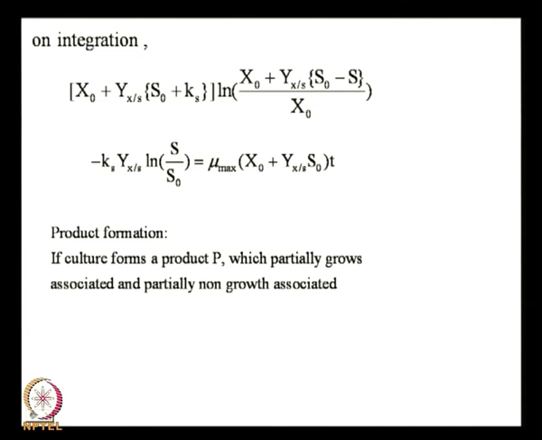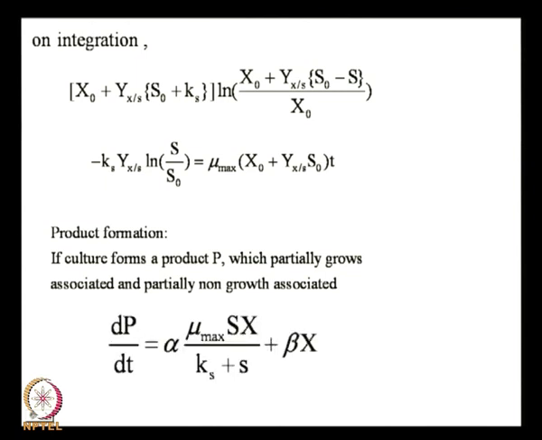So, unlike mu, which is a function of the substrate S, beta is not going to be a function of S; it is simply going to be a constant, but you will have a non-culture source. So then you can use something like this: del P del t, the product formation, would be some alpha times mu times S x over k plus S, that is the Monod growth model, plus beta x, with beta being a constant.